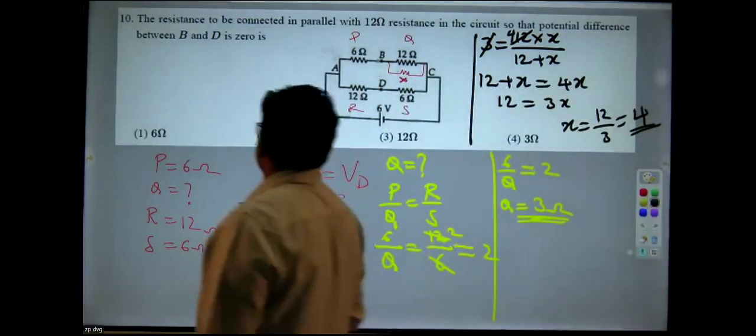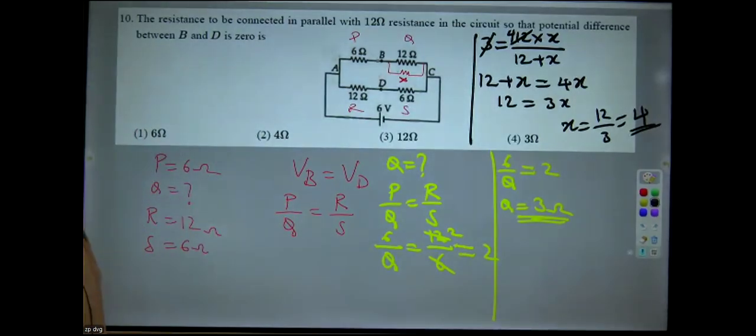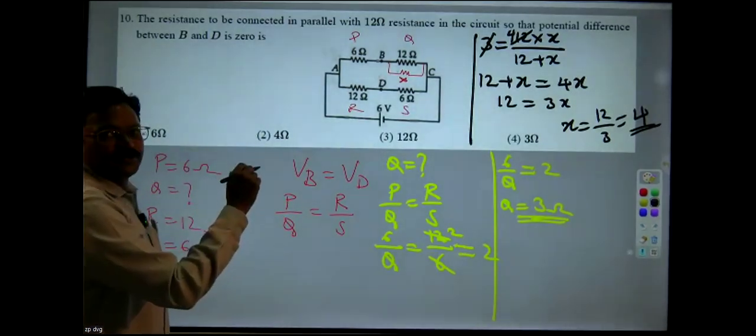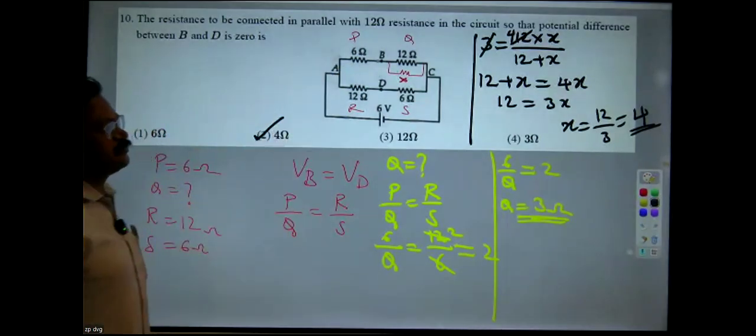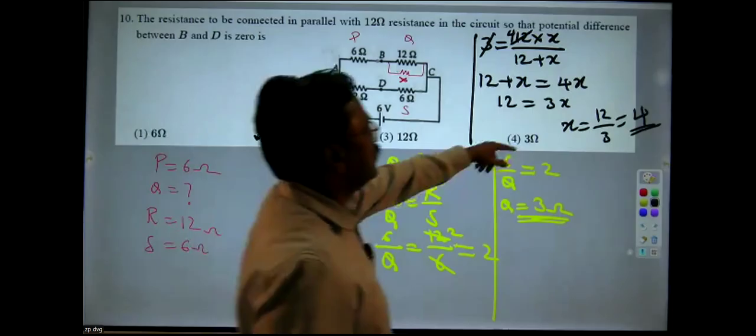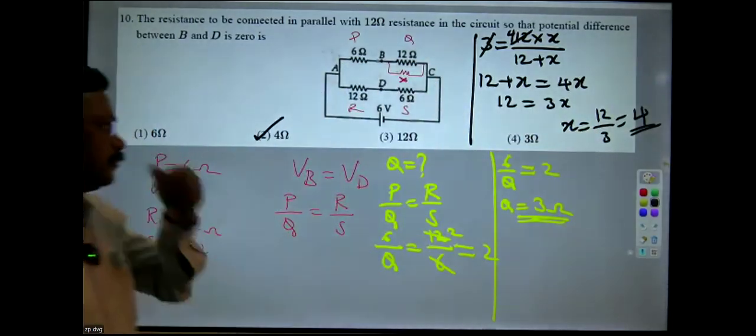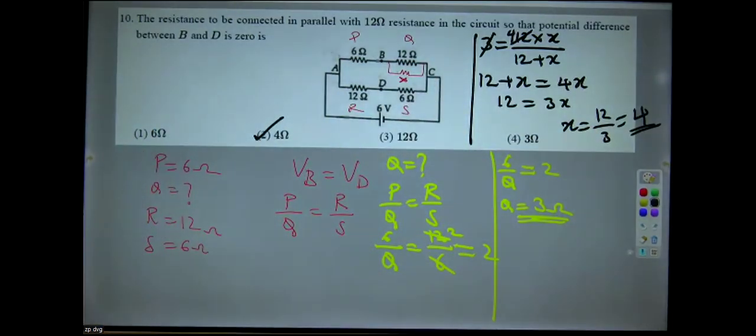So the resistance that needs to be connected across the 12 ohm so that the potential between B and D becomes 0 is 4 ohm. So our answer for the value of X is equal to 4 ohm. Please make a note of the answer. So the solution is clear.